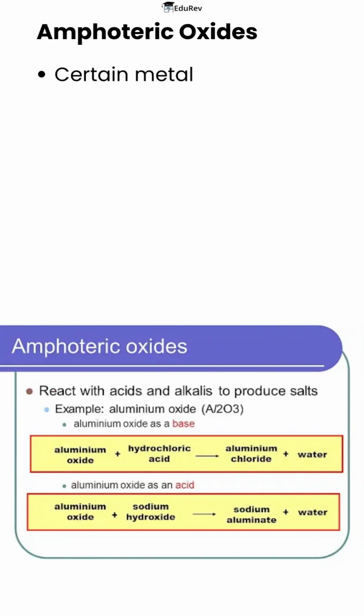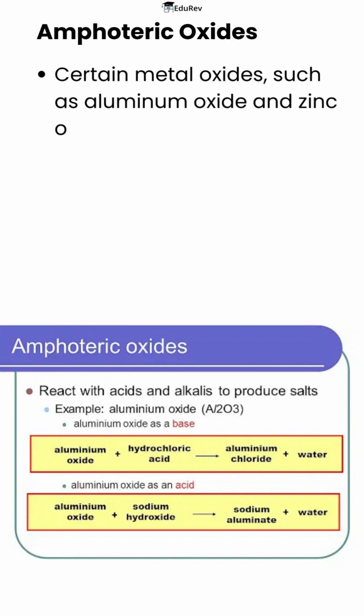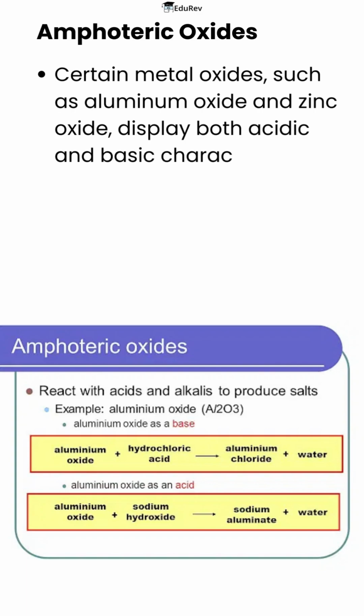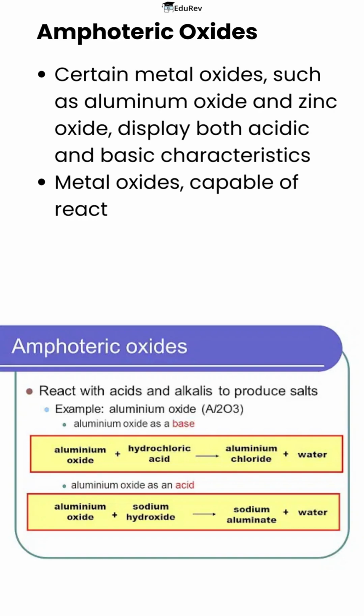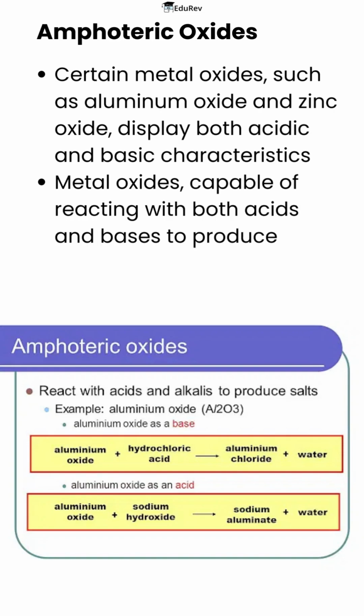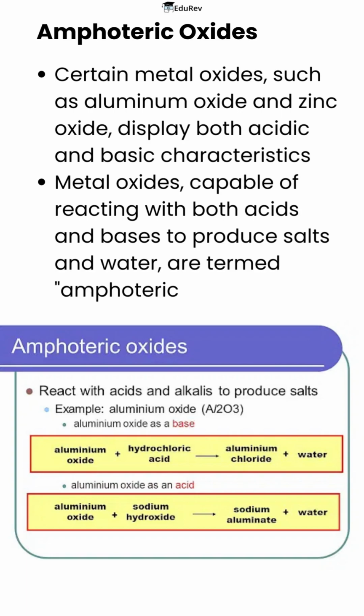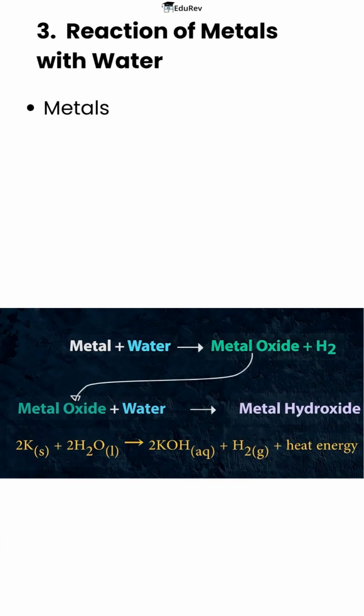Metal oxides typically exhibit basic properties. However, certain metal oxides, such as aluminum oxide and zinc oxide, display both acidic and basic characteristics. These unique metal oxides, capable of reacting with both acids and bases to produce salts and water, are termed amphoteric oxides. Metals react with water, producing metal oxide and hydrogen gas.